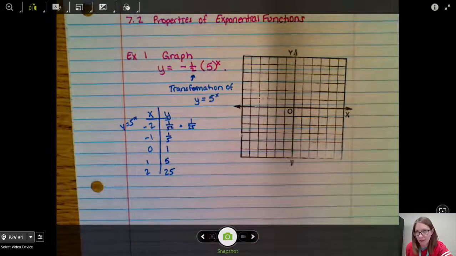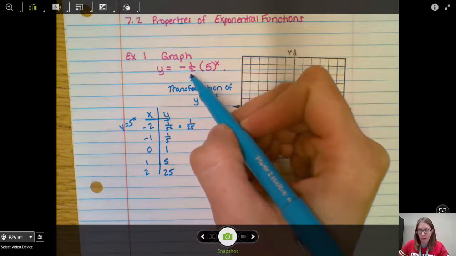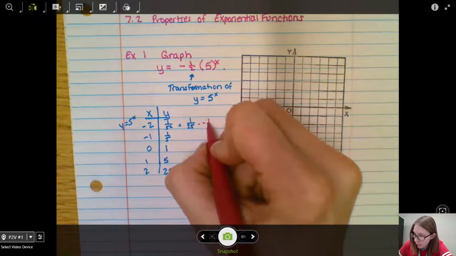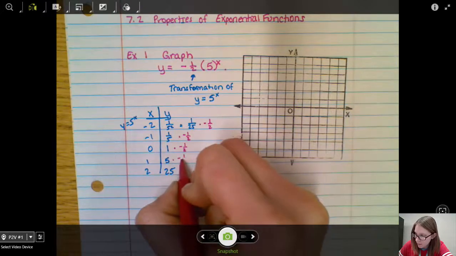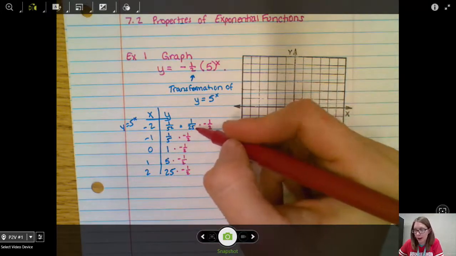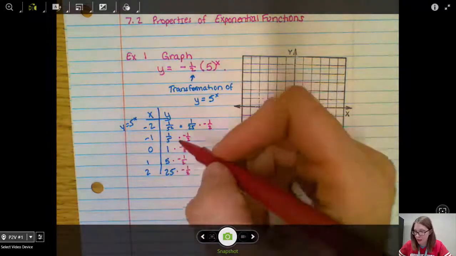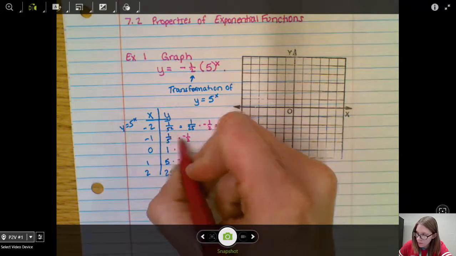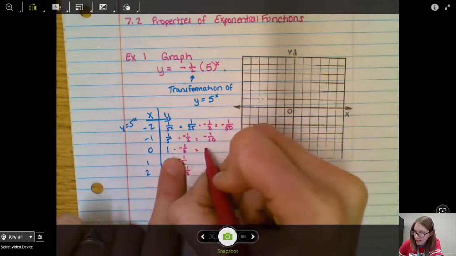And then, like I said, we have these transformations coming. This negative reflects over the x-axis again. That 1/2 is a vertical compression. So I need to take each of my y values times -1/2. Okay, so from here, to take a fraction times another fraction, remember that we multiplied the numerators and we multiplied the denominators. So we would get -1 over 50, -1 over 10. This is -1/2.